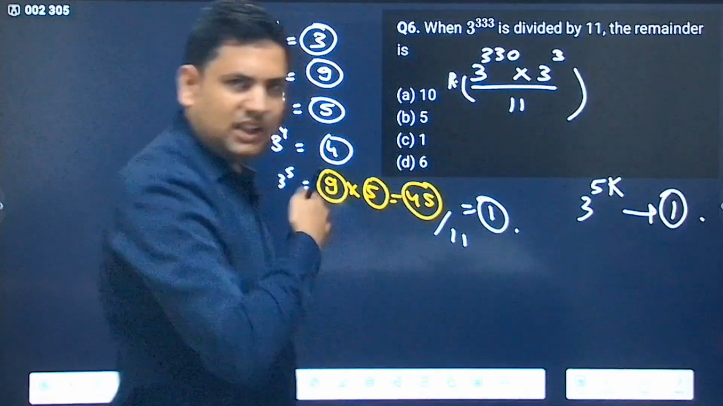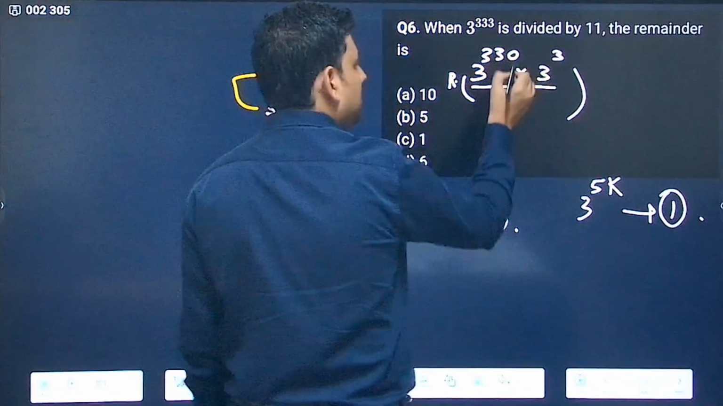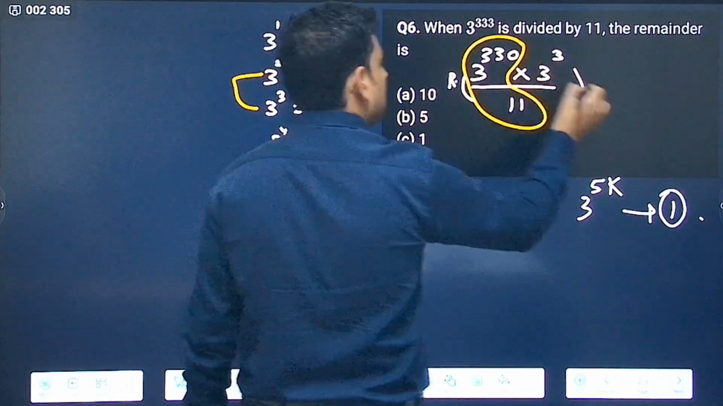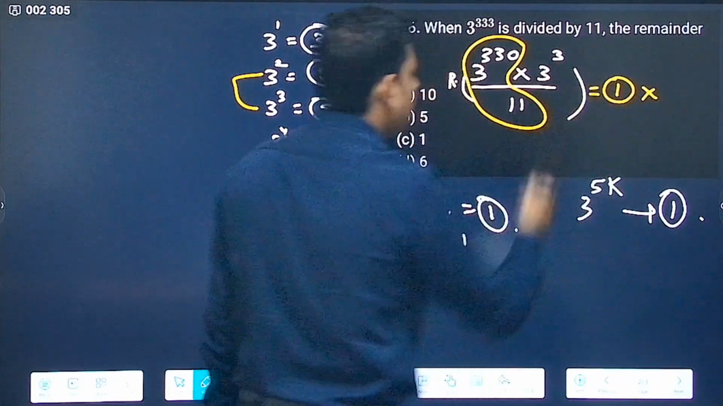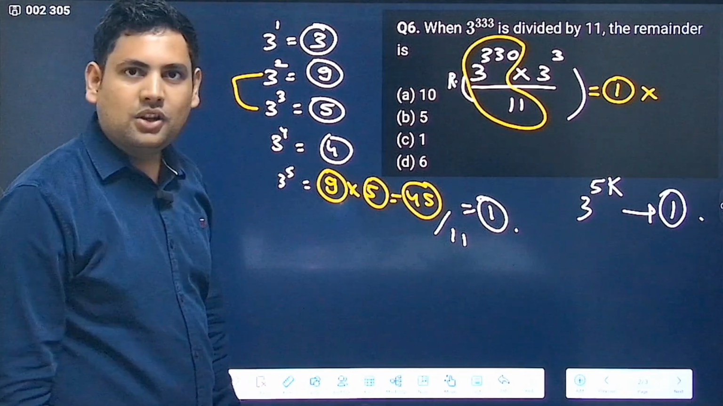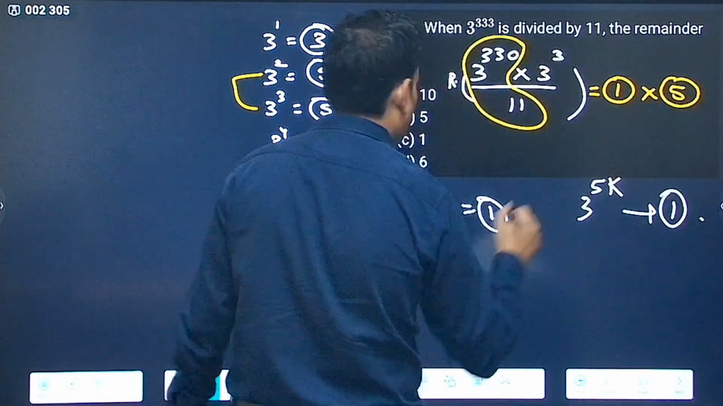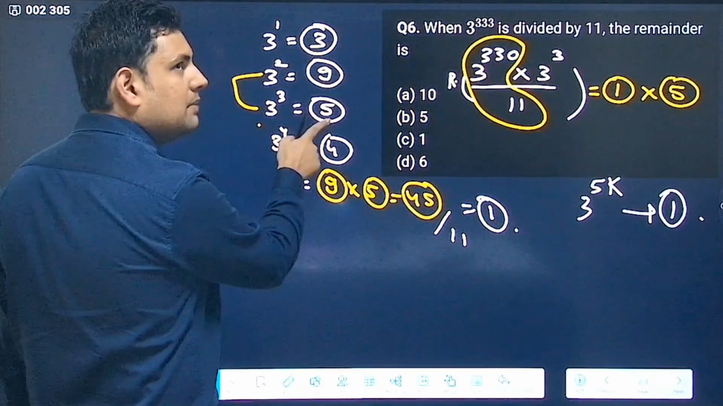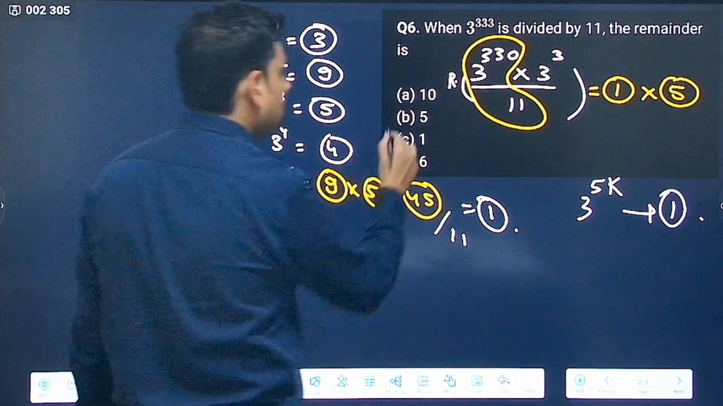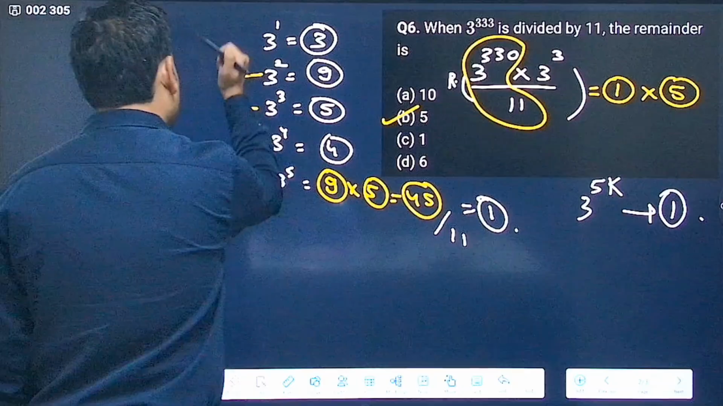Now remainder you can multiply like this. 3 power 330, what will be the remainder? Remainder will be 1 in this case. So this remainder is 1 into 3 cube. 3 cube is 27, correct? 27 by 11, what is the remainder? 5. You can see from here also 3 power 3 divided by 11, 5 was the remainder. Answer becomes B, 5. Correct? Now, let me tell you another method.